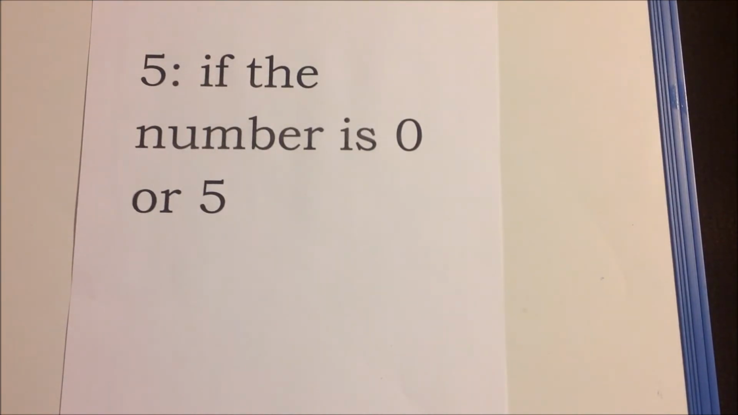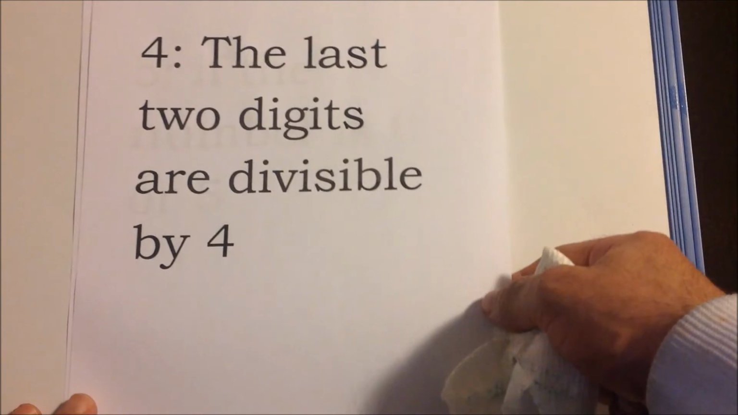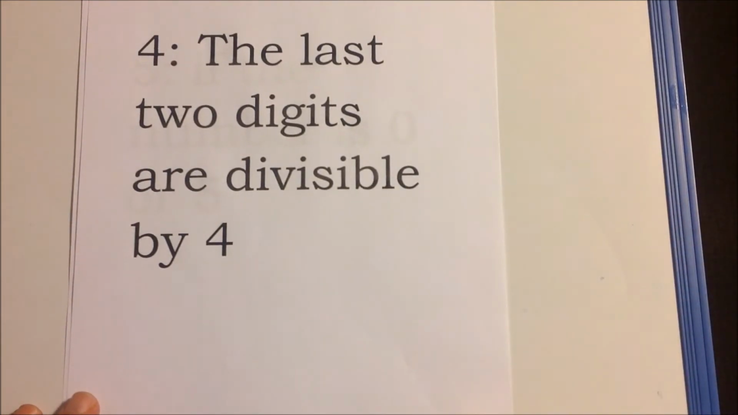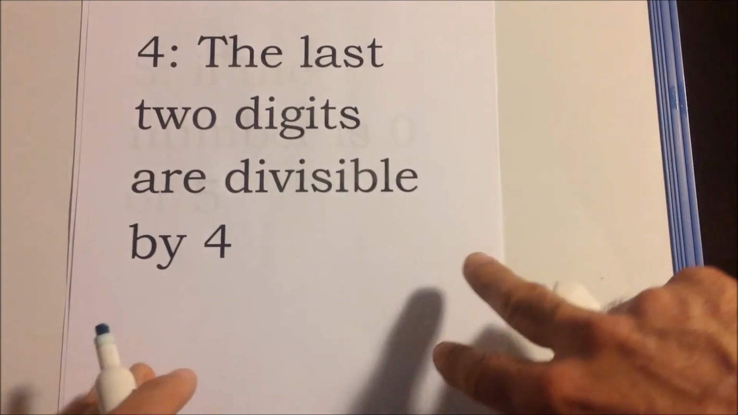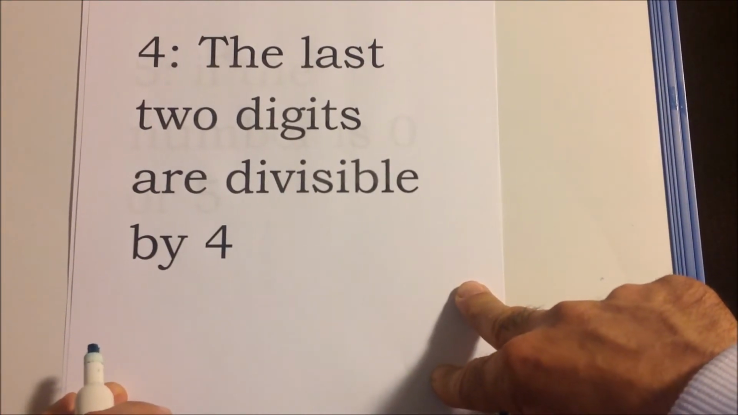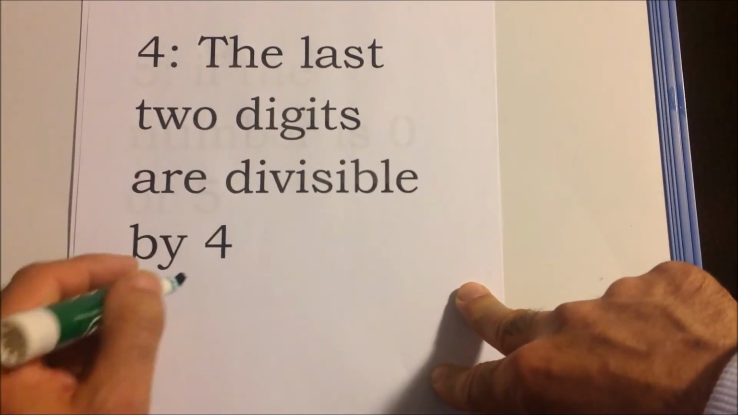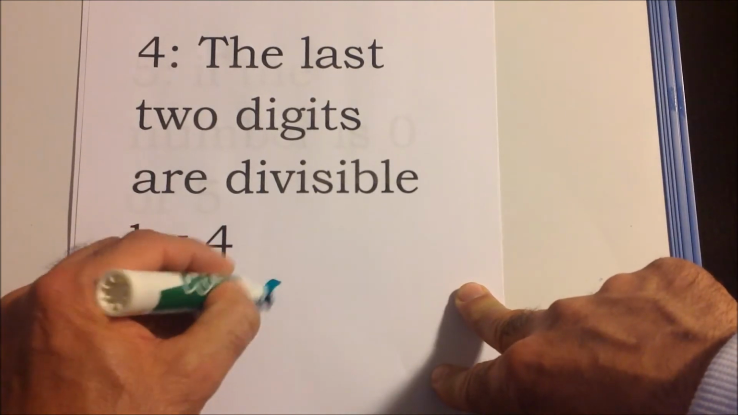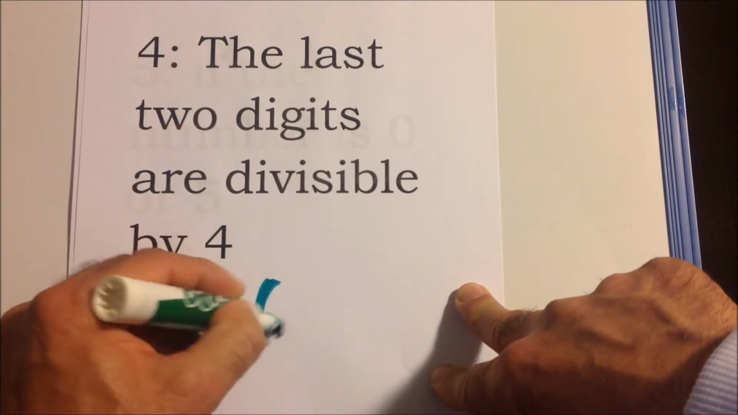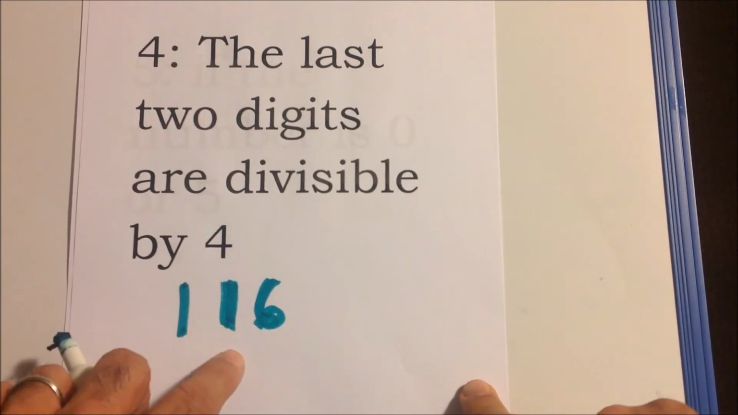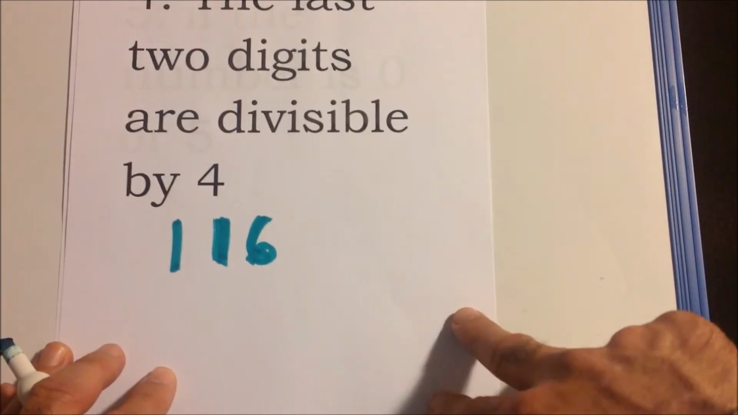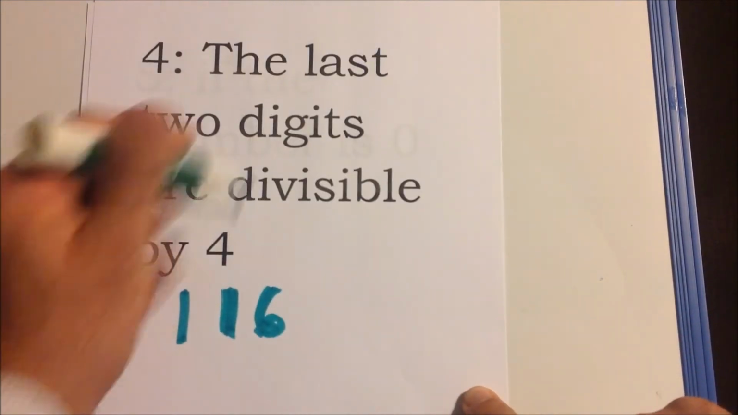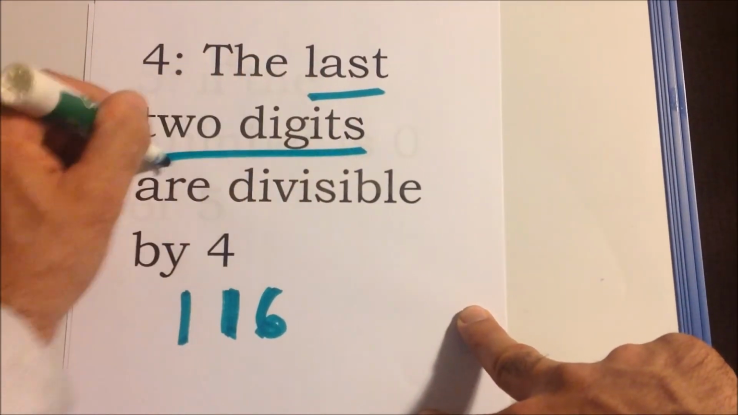4 is a little tricky. You have to look at the last two digits of a number for 4, and if 4 goes into those last two digits, then it will go into that number. So if I had 116, the last two digits are 16, and 4 goes into 16, so 4 will go into 116. Look at the last two digits of the number.